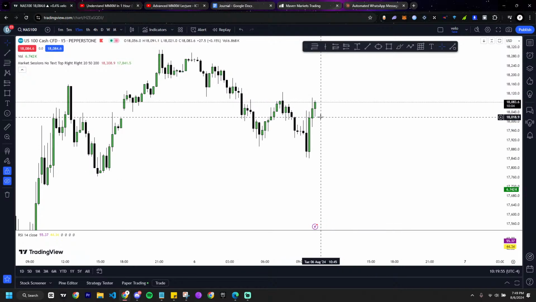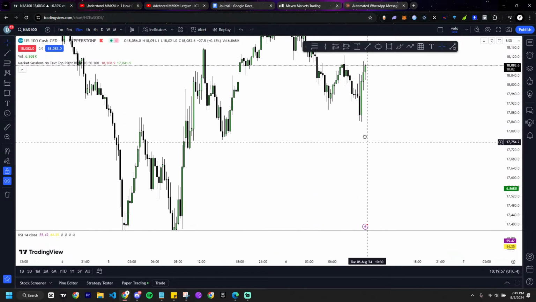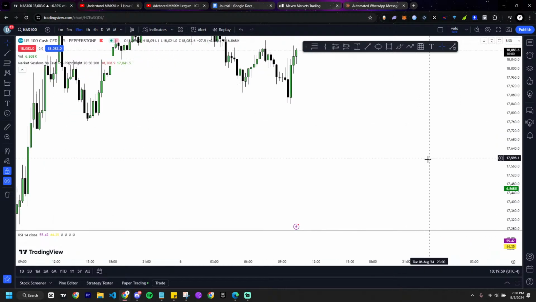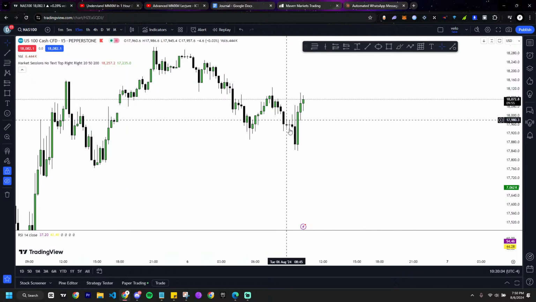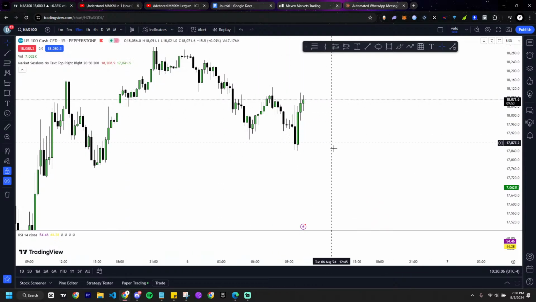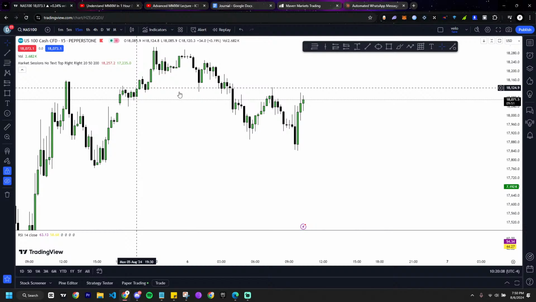So what are we looking for? Downside movements, not upside movements. So I'm expecting it to take out this with the next run after it uses this liquidity to power it downwards.